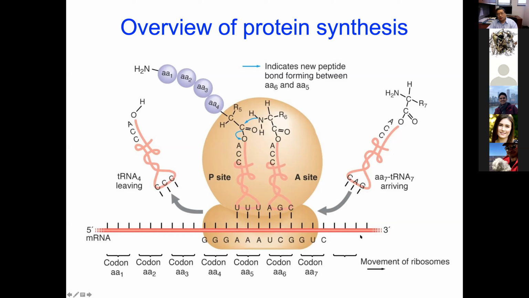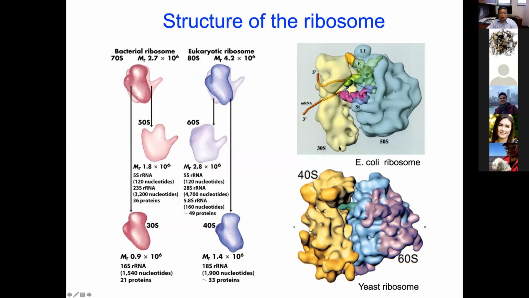And this will continue as the ribosome moves along the messenger RNA until it reaches a stop codon. And then the polypeptide will be released from the ribosome. And then the ribosome will be recycled for another round of reaction. So now we know the ribosome is a very important player in protein synthesis, and it has catalytic activity, which catalyzes the formation of a peptide bond.